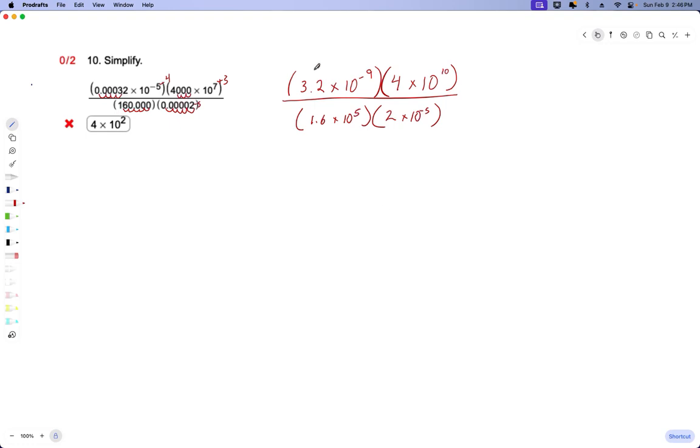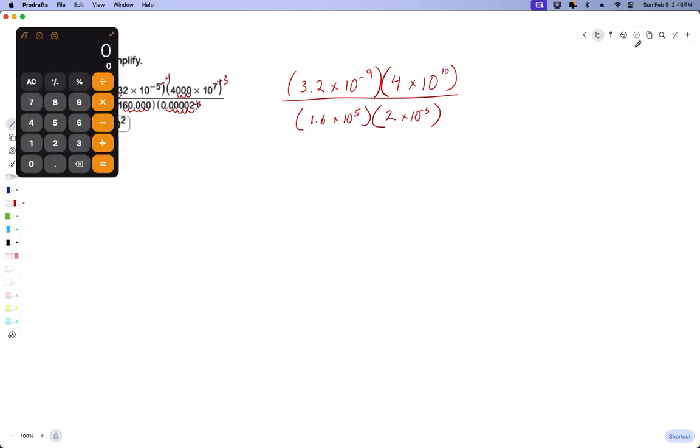So I'm going to multiply 3.2 times 4. I'm just going to bring my calculator out for that. 3.2 times 4 is 12.8 times 10, and I've got negative 9 and a positive 10. So that's going to be a positive 1, which we know is already there, but we're just going to write it anyway, just for funsies.